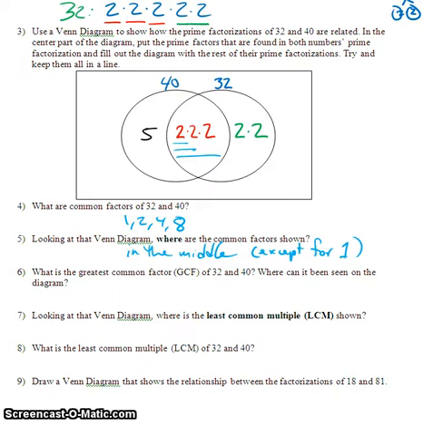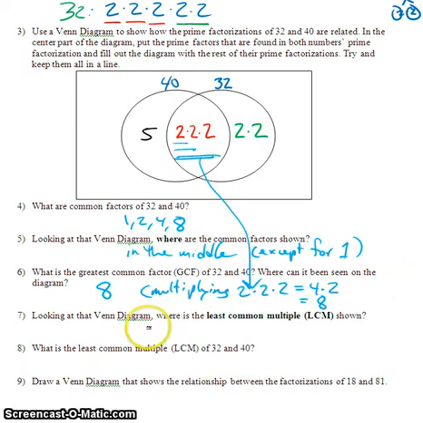All right, what's the greatest common factor? The greatest common factor, that's the 8. And where is it seen? By multiplying all of this together. 2 times 2 times 2, which then we have to show the work. 4 times 2 equals 8.